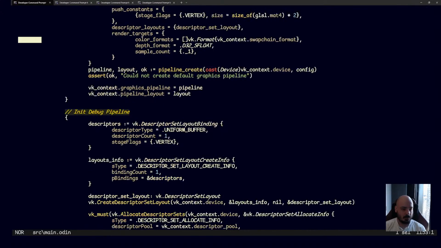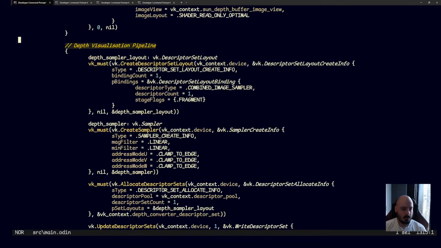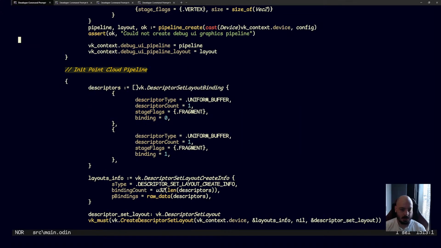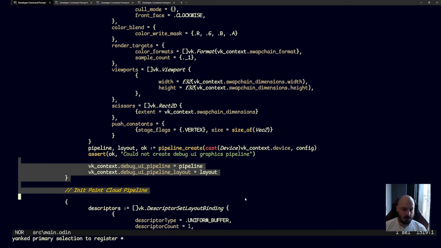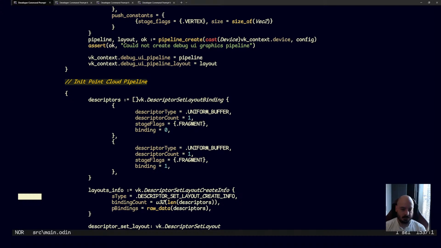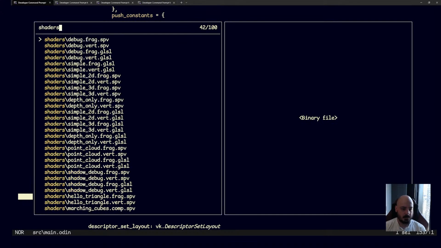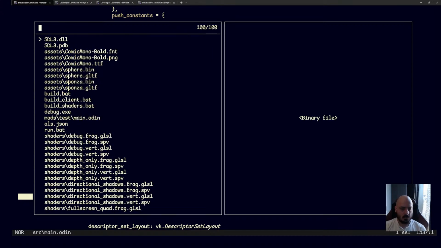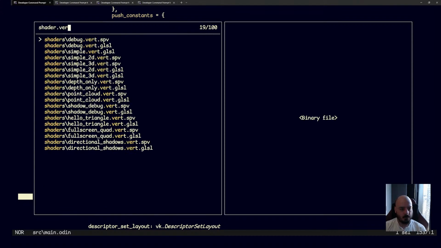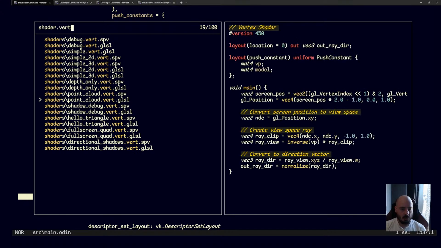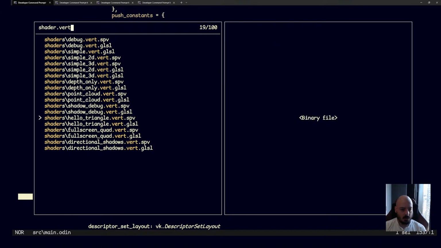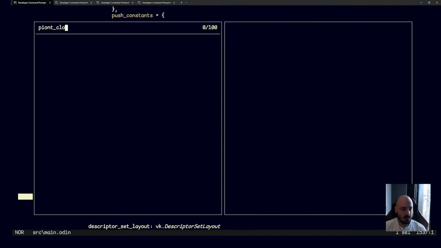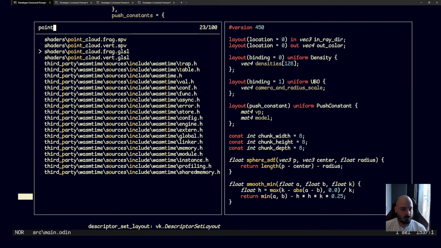Let me have a look. Debug pipeline, debug UI pipeline, point cloud pipeline. So I've added two uniform buffers here to the fragment shader. Yeah, I remember now. I was just copying some code and testing it out and seeing if I could get it working, but no. So I was going to start again.